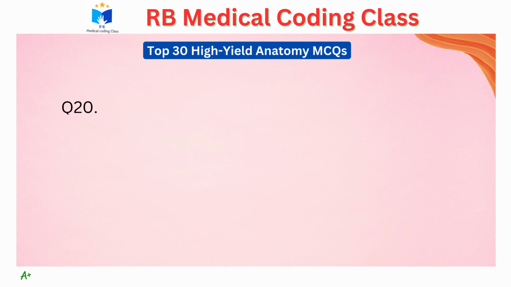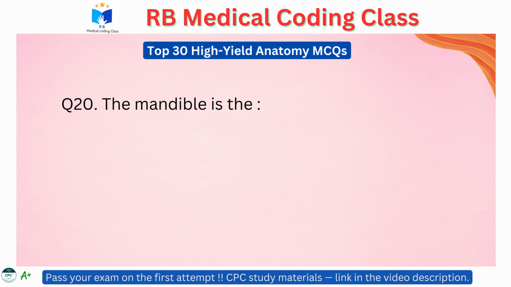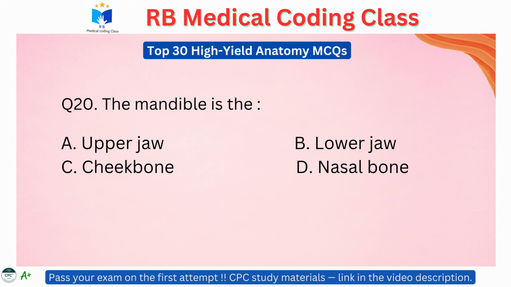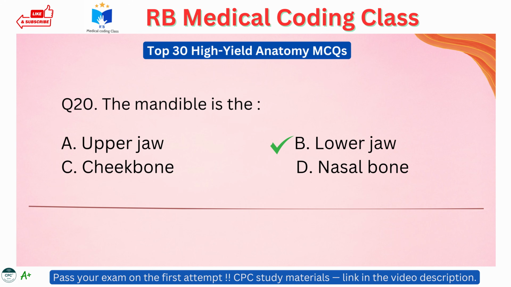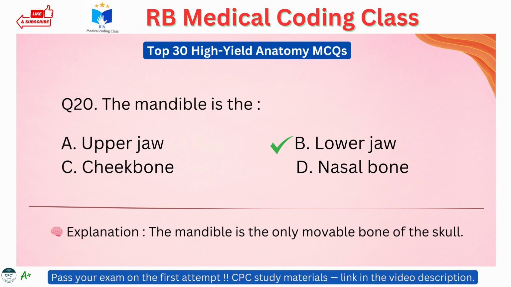Question 20. The mandible is the A. Upper jaw. B. Lower jaw. C. Cheekbone. D. Nasal bone. Answer. B. Lower jaw. Explanation. The mandible is the only movable bone of the skull.